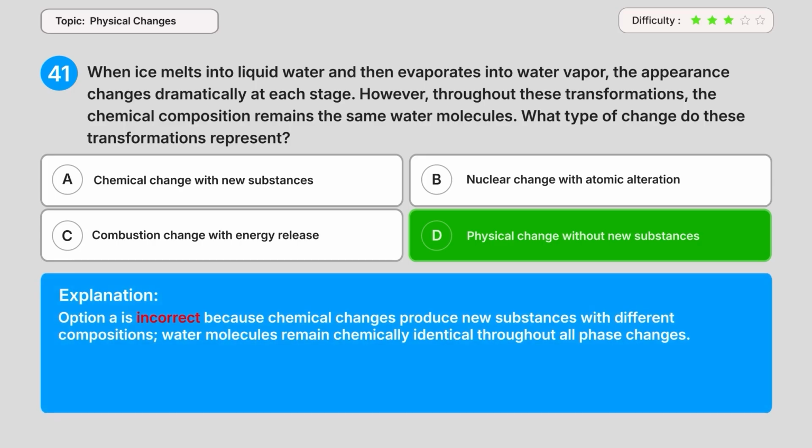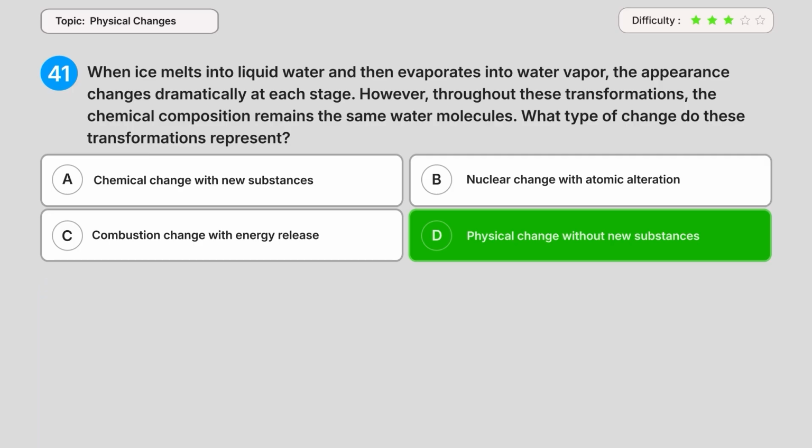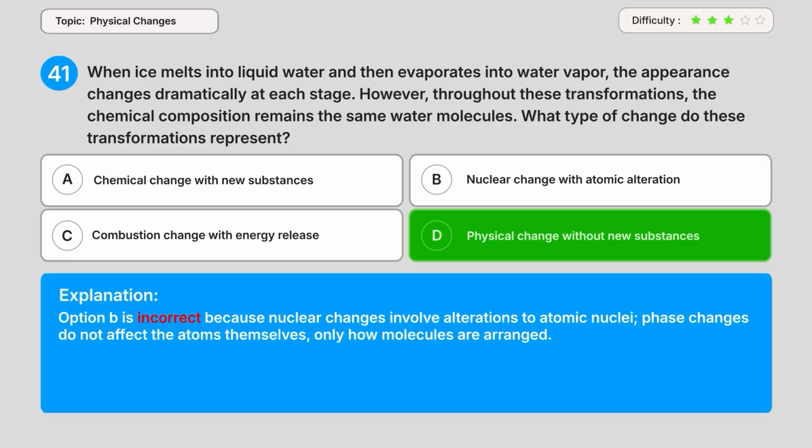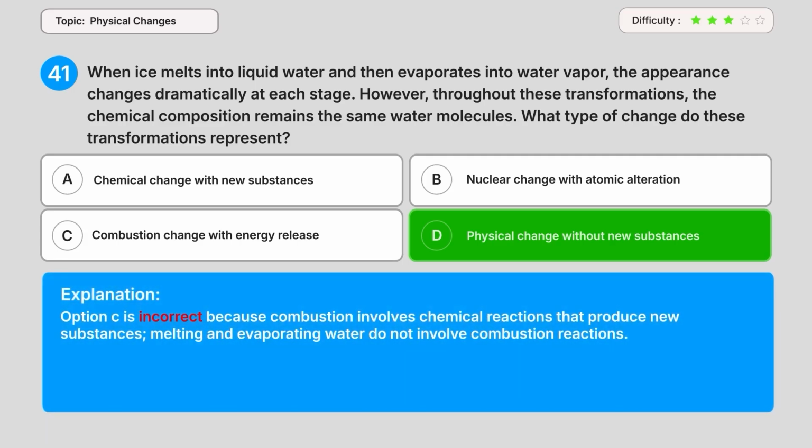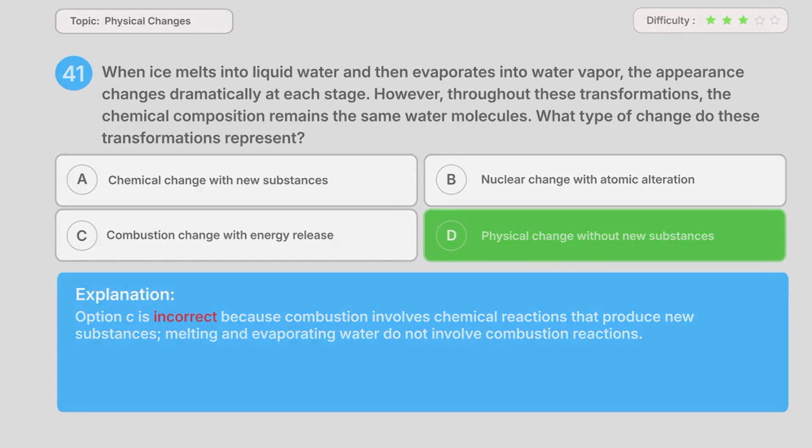Option A is incorrect because chemical changes produce new substances with different compositions. Water molecules remain chemically identical throughout all phase changes. Option B is incorrect because nuclear changes involve alterations to atomic nuclei. Phase changes do not affect the atoms themselves, only how molecules are arranged. Option C is incorrect because combustion involves chemical reactions that produce new substances. Melting and evaporating water do not involve combustion reactions.